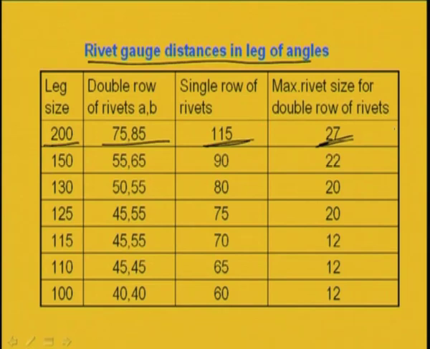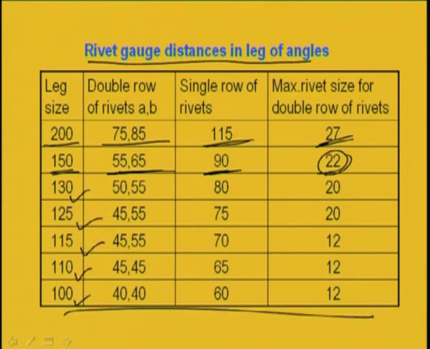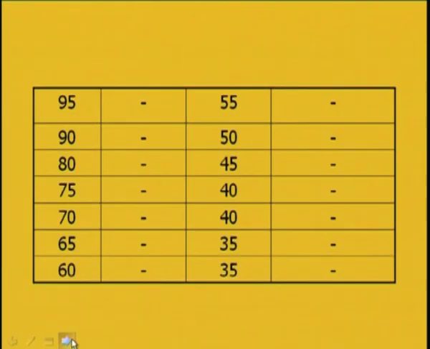These are the provisions given in the code, which have to be maintained while designing the member. Similarly, for a leg size of 150, the double row of rivets A and B gauge lines will be 55 and 65, and if it is a single row of rivets then it should be at 90 mm, and the maximum size of double row rivets will be 22. Similarly for 130, 125, 115, 110, 100. All these details are given in the code, right.